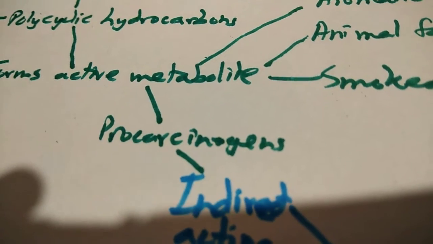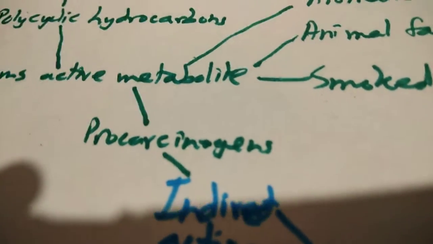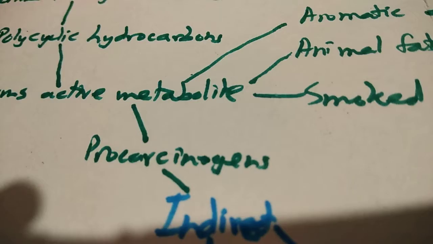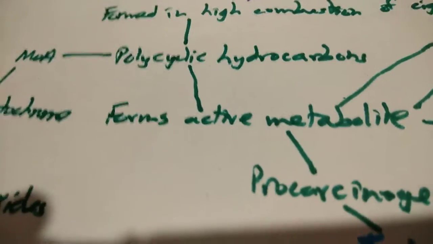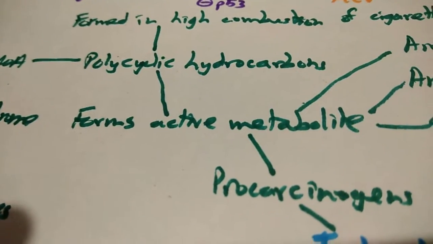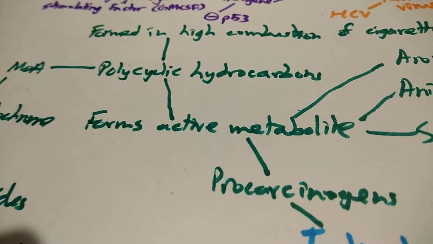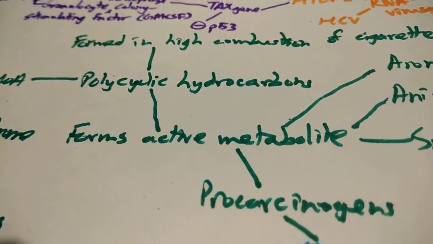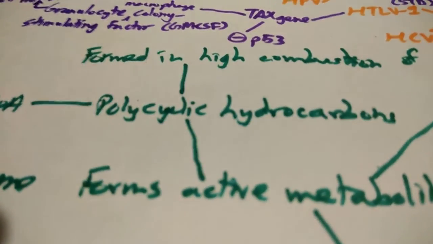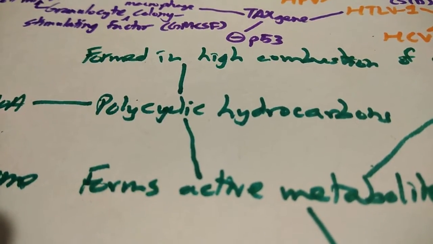And now moving on to indirect acting chemical carcinogens, they're also called procarcinogens. That's because they do not act directly. They're in an inactive metabolite stage, and they get converted to form an active metabolite, and that's when they act. So the activated metabolite, for example, polycyclic hydrocarbons.